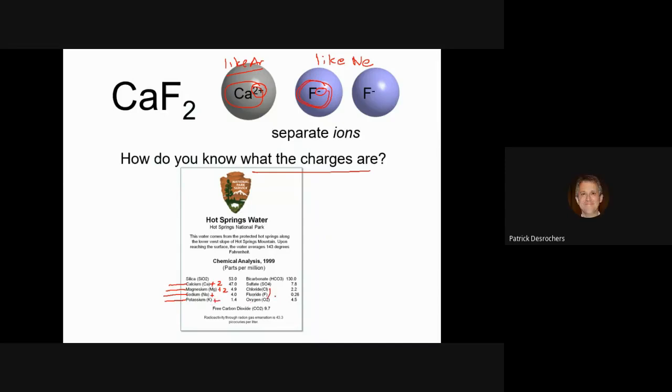All right, let's jump to the other side. What about these two guys? What are their charges in hot springs water? Chloride and fluoride. 1. Okay, 1 negative or positive? Negative. Yep, -1.